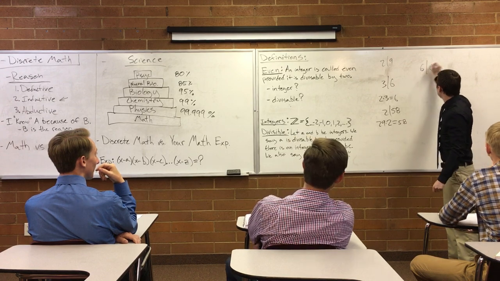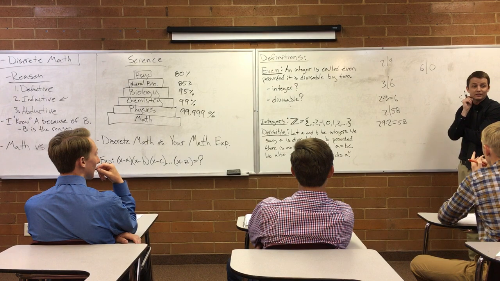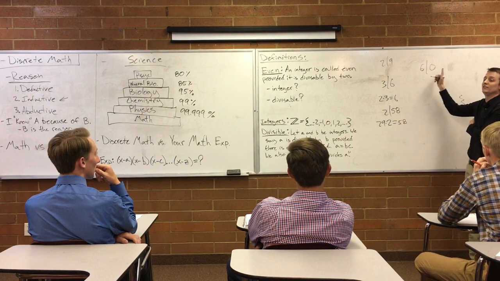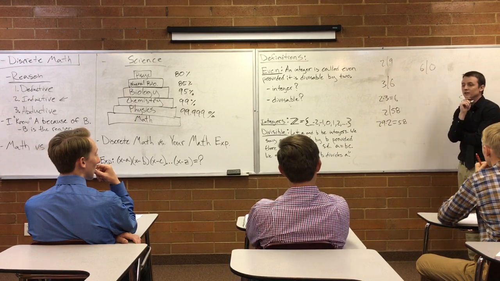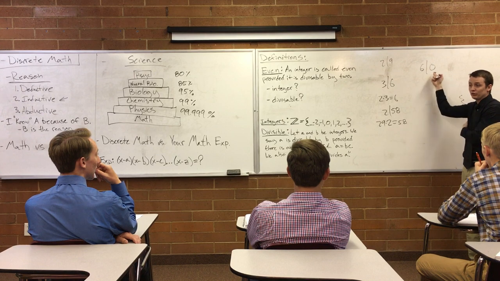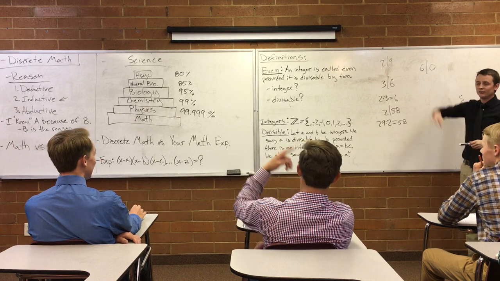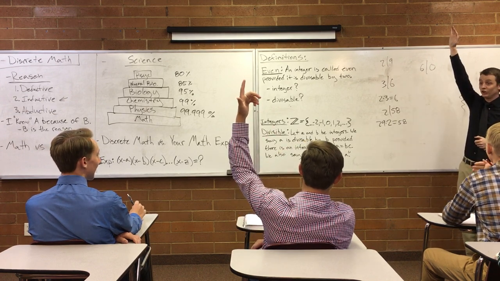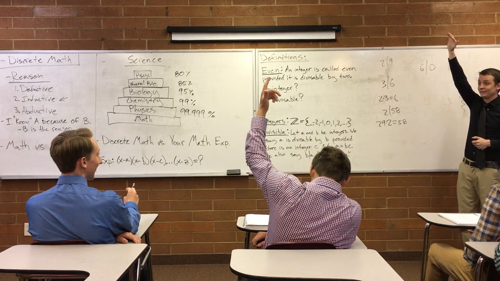Does 6 divide 0? Yeah. Is 0 divisible by 6? Does 6 divide 0, or is 0 divisible by 6? Are both logically equivalent ways of reading that statement? Is this statement true or false? Does 6 divide 0? Raise your hand if you think it's true. We got 2? Oh, they pulled a third. Does that make you second guess?